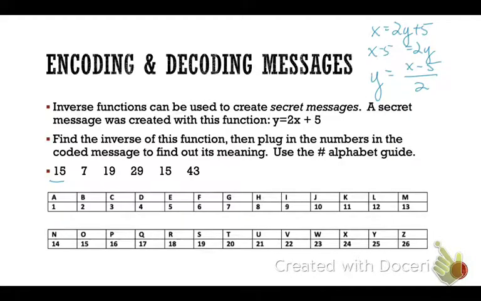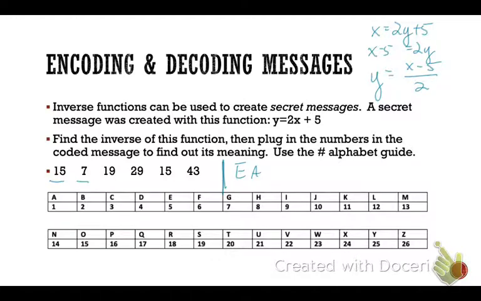So start with 15, plug it into your inverse equation. 15 minus 5 is 10. 10 divided by 2 is 5. Look at your chart. The letter that corresponds to 5 is E. Now look at 7. 7 minus 5 is 2. 2 divided by 2 is 1. The letter that corresponds with the number 1 is A. And I bet you can tell what my message is going to be, but let's keep going.